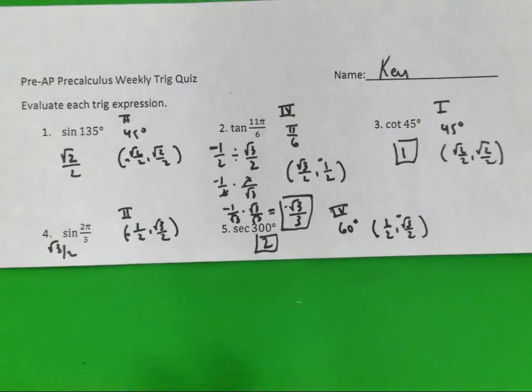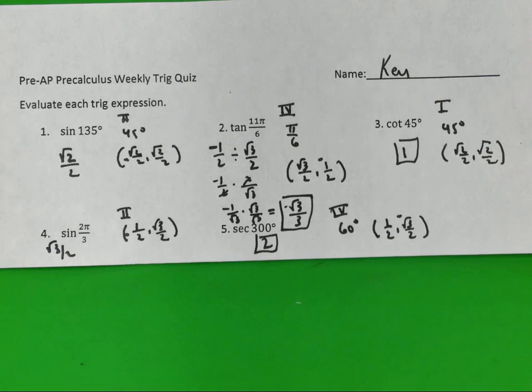Alright, so number 1 is in quad 2. The reference angle is 45. I got that from saying 180 minus 135. So this is quad 2, my x is negative. The sign is your y value.